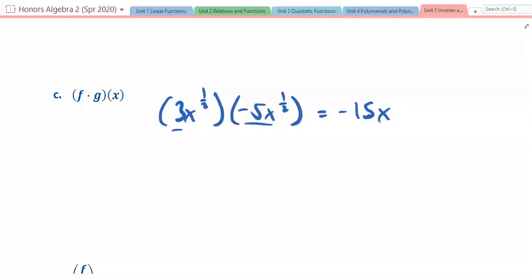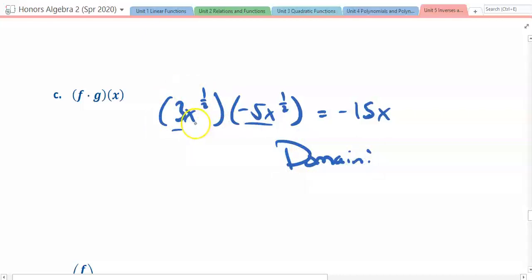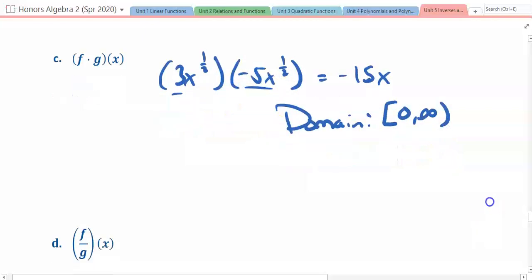That's crazy. Now, our domain is not all real numbers, because again, our domain is not based on the result, our domain is based on the originals. The original here was 0 to positive infinity. 0 to positive infinity. So my domain of the final is from 0 to positive infinity. There's nothing we could do to change that.